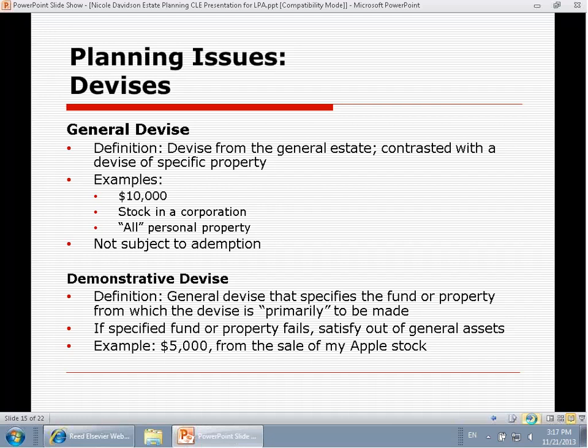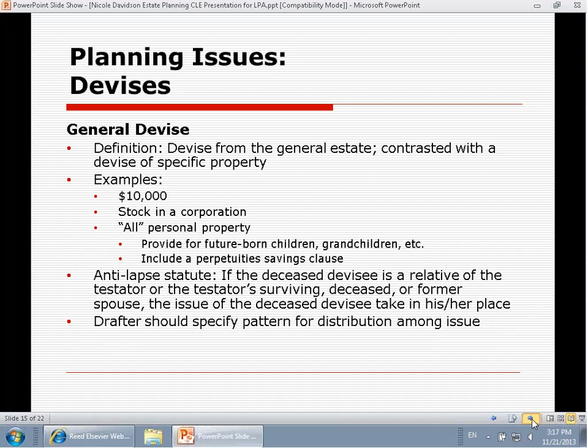Demonstrative devises, this is a type of a general devise, but then it will specify the primary source where the gift could be made. So, for example, I give a cash gift of $5,000. I would like for that to be paid from the sale of my Apple stock. Maybe the Apple stock isn't around at that point, or the trustee doesn't want to sell it, then it's possible that the gift could be satisfied elsewhere out of the general assets.